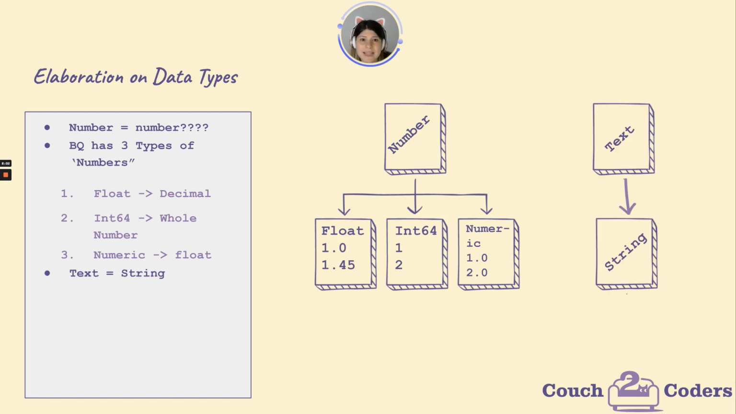In contrast with text, we just call that a string. So a number can be broken up into 3 different groups: float, int, numeric. Text only has one category, and it's called a string.